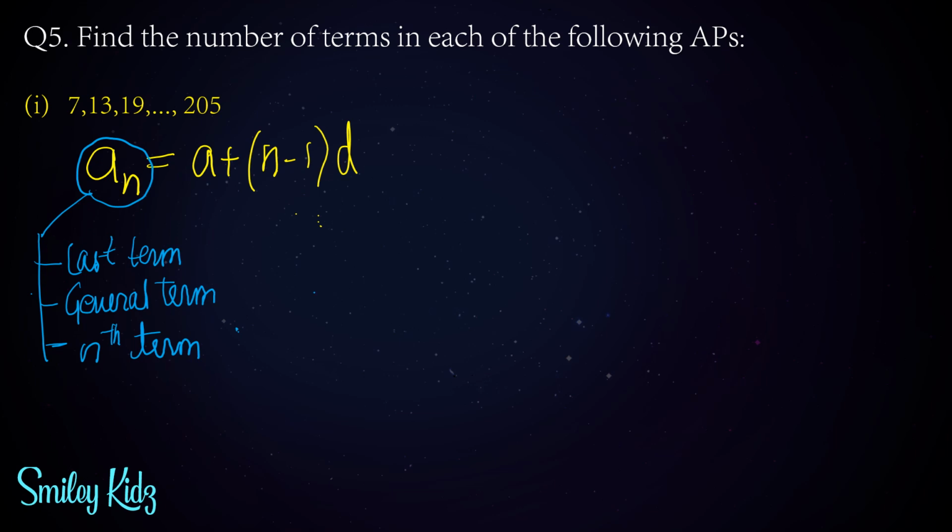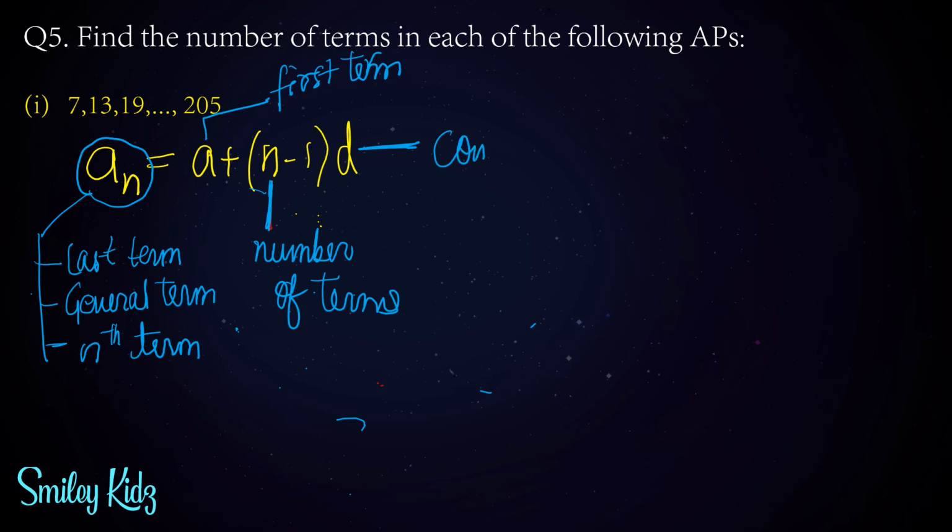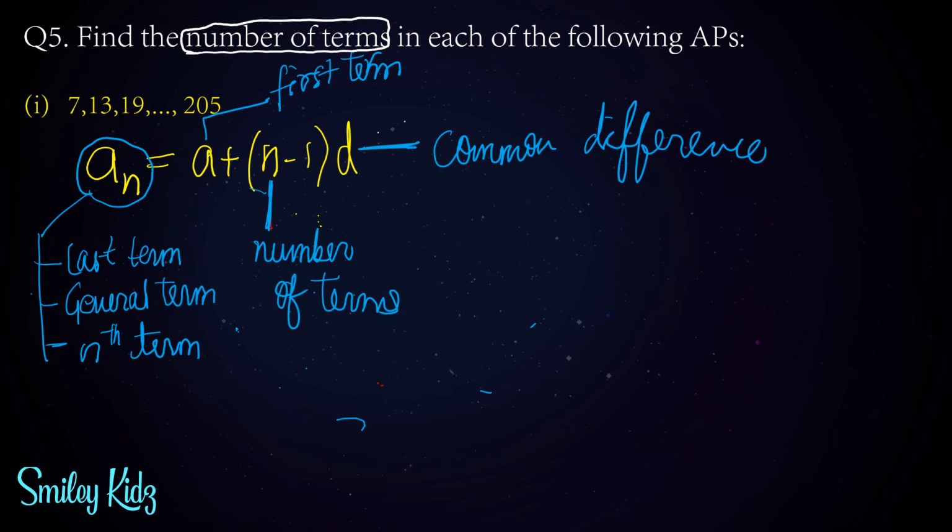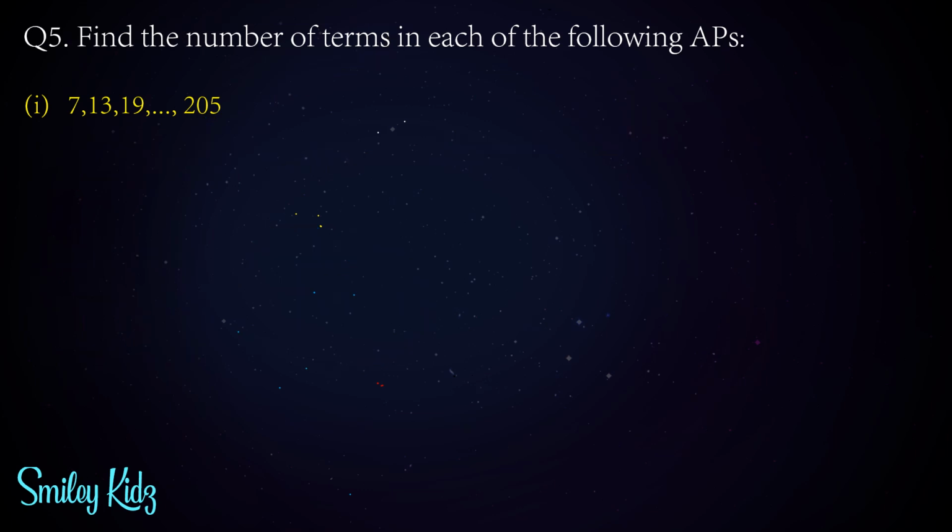Then we have a. What is a here? A is the first term. Then we have n. What is n? N is basically the number of terms. The number of terms of an AP defines n. And what is d? D is the common difference. Now you guys tell me what value we are going to find from this question. Here they're asking us to find the number of terms in each of the following APs. That means we're going to extract the value of n. Now an is equal to a plus n minus 1 into d. Now we know the value of a1.